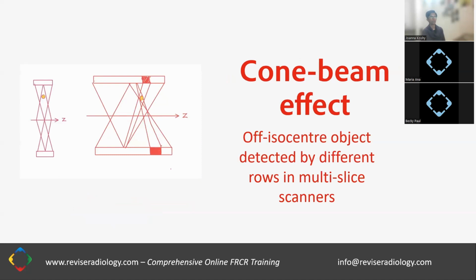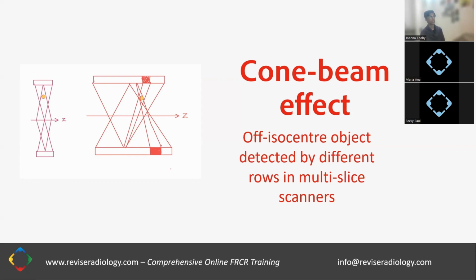So the next is the cone beam effect. The cone beam effect has to do with the fact that the X-ray beam which is used is in the shape of a cone. Now there are two diagrams here. One is of an object which is being imaged by a single slice scanner, and the other by a multi-slice scanner. In the case of a single slice scanner, we can see that at two different views of the object, it's still the same detector which is detecting the object. You can see that where those triangles are pointing on the detector array, it's the same detector which is imaging the object at different views.